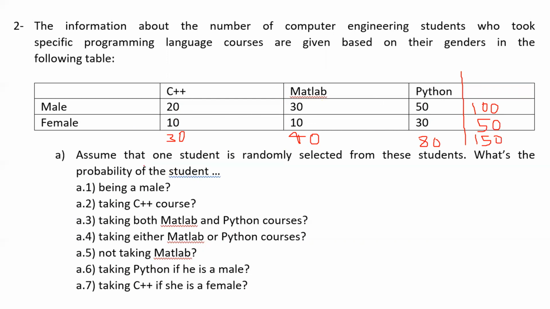So when we ask what's the probability, it means that at the end you should give us a value between 0 and 1. And in extreme cases, they can be 0 and 1 themselves as well. So what's the probability of being a male? It means that check the marginal frequency here for number of males. We have 100 number of males. Out of how many students? 150. So easily you can see that the answer is 100 over 150.